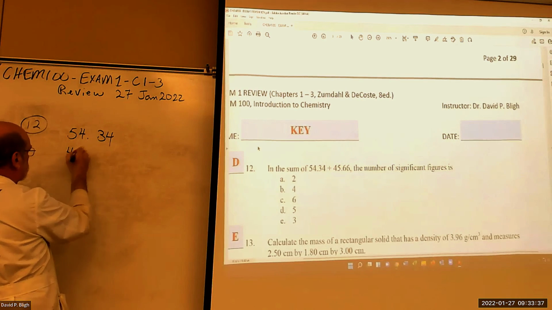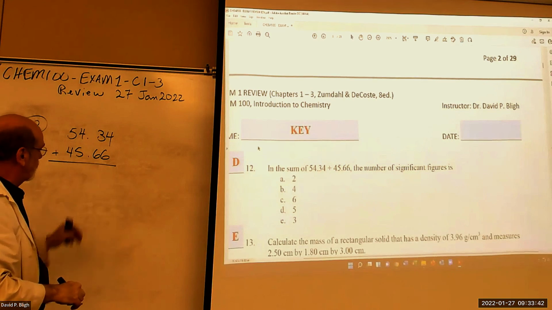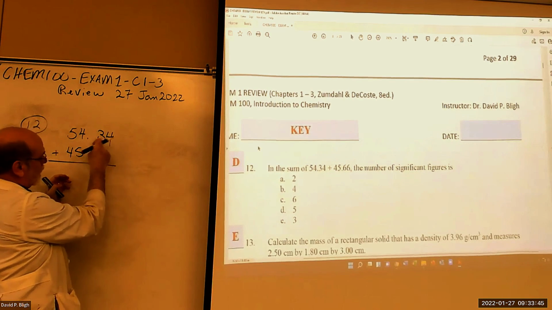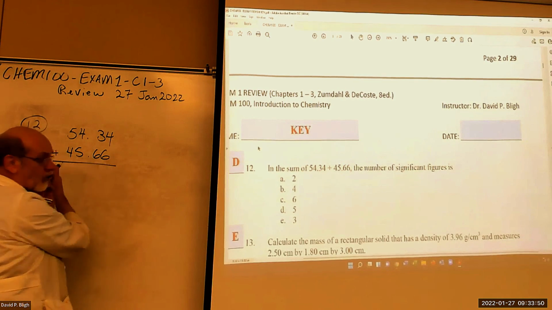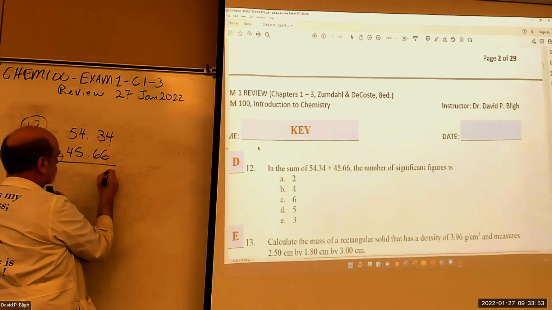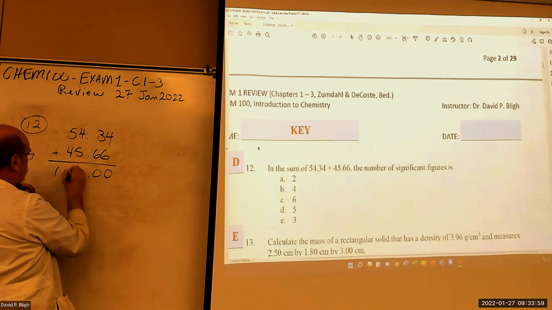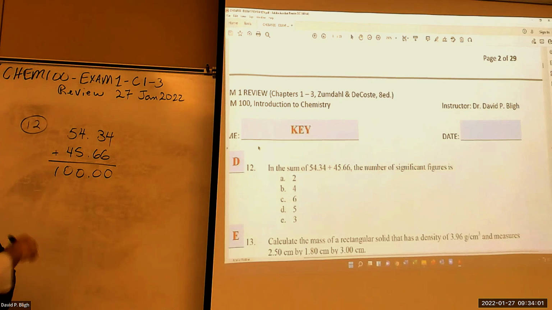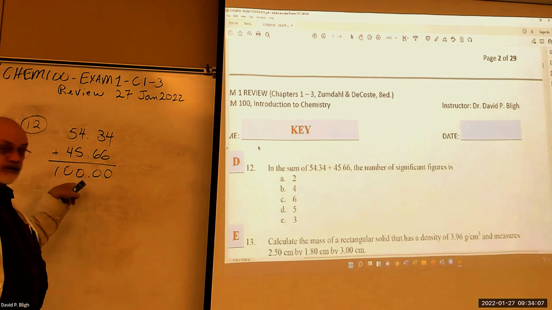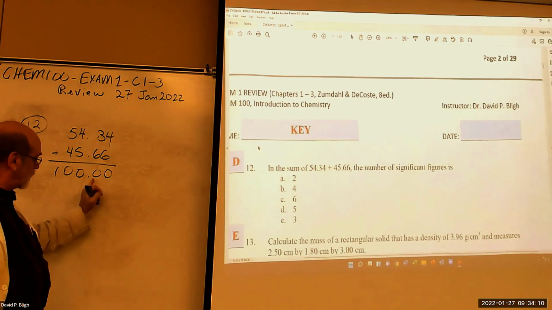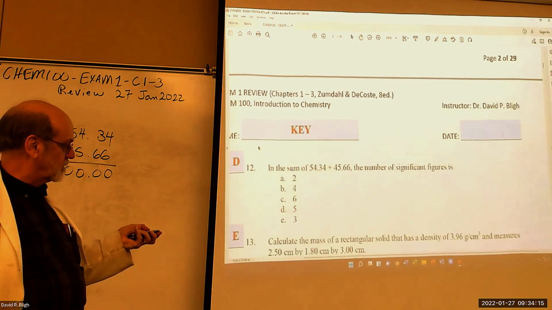Yeah, 45, 66. Add those together. Got our decimals lined up. That means we can keep everything. They both have hundredths place. So we can keep everything from here over. So 4 and 6 is 10, 1 and 9 is 10, carry 1, another one, and there we go, like that. Right. So these may have 4 significant figures, but the answer has 5. Because we can keep both of those decimal places, we've got 5 significant figures in the answer.